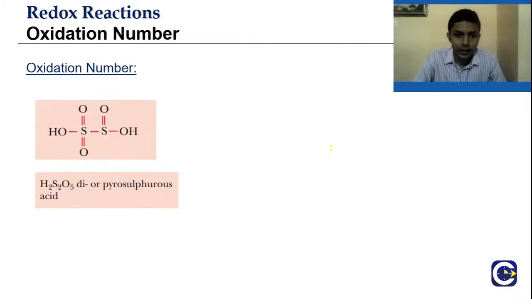What about this? H2S2O5. Here there are two sulfurs. You can tell me the oxidation number for both of them.